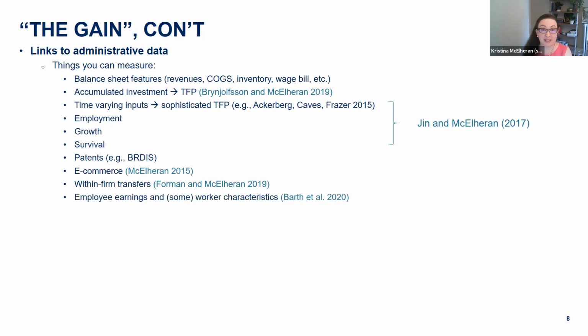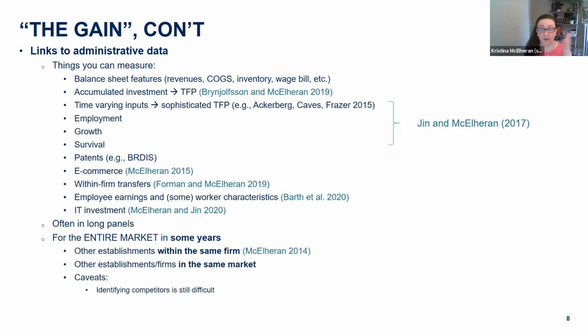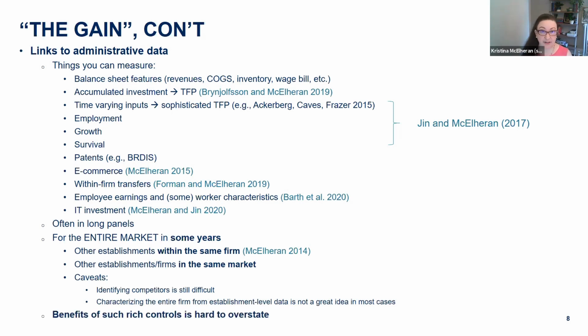We can do employer-employee linked data analyses, which Evan also touched on. So we have a paper where we can look at the earnings implications of IT adoption. So in this new working paper with Barth et al., we see age bias in IT adoption, and that really helps us think about the future of work. So there's all this rich data that we can link to. Other types of IT investment, so we can get rid of confounds. We get this in long panels. We can get this for the entire market in some years. We can see within the firm, we can see within the market, though sometimes identifying competitors is still a bit tricky. But the benefits of all this data are very hard to overstate for identifying the effects you care about.